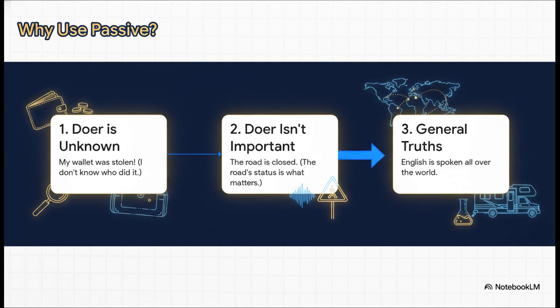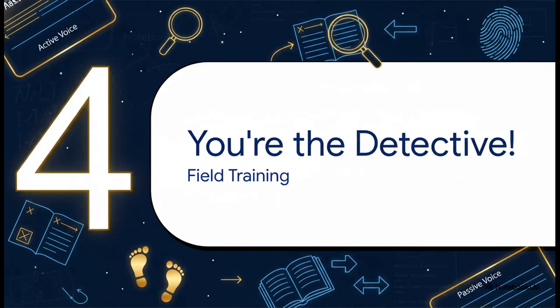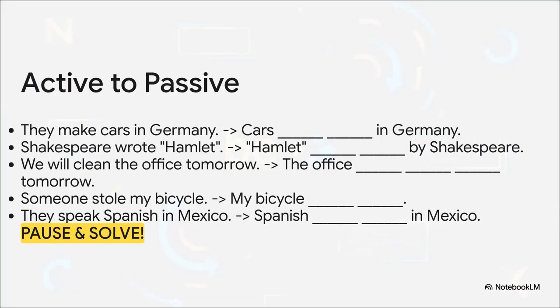That's not the point. Okay, so you've learned the secret code, you've investigated the motives, now it's time for your field training. It's your turn to be the detective. On the screen, you'll see 5 active sentences. Your mission, should you choose to accept it, is to convert them to the passive voice. Let's take a peek at the first one. They make cars in Germany. How would you switch that around?